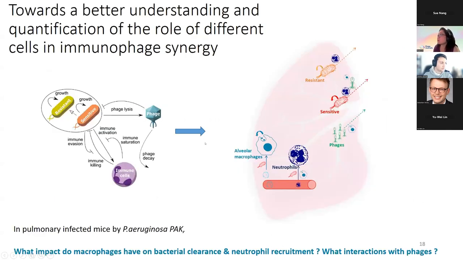So we want basically to go from this model to separate the effect of the different components of the immune cells during the infection in the lung. And for example, here a little bit more precise information on the alveolar macrophages, but also accounting for the effect, of course, of the neutrophils, which are the main killer during infection.